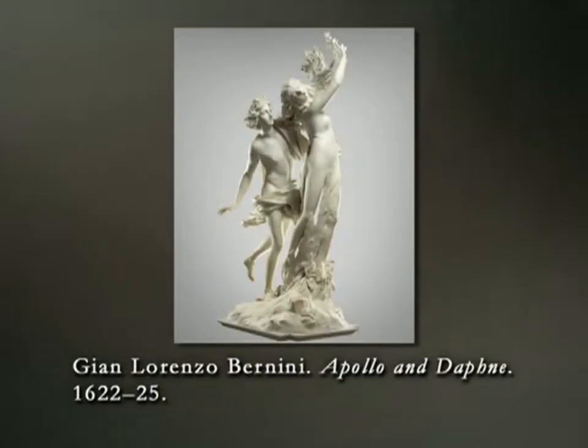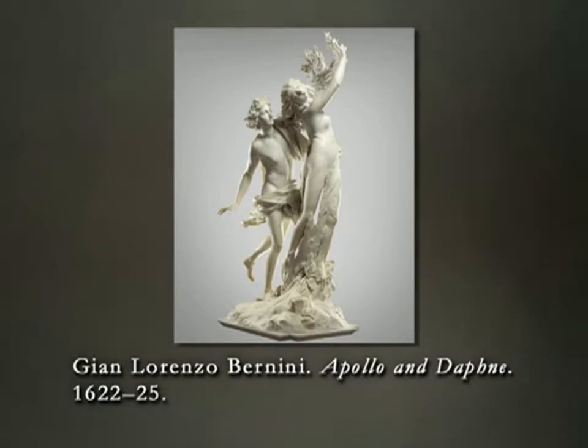Now, we've talked a lot about shapes, and now we're going to change and talk about mass. Mass and how space works around it together is a lot like figure ground. Now, this is the work of an Italian sculptor, Bernini, and it's called Apollo and Daphne. It's from 1622 to 25. And Bernini is known for his extremely dynamic sculpture.